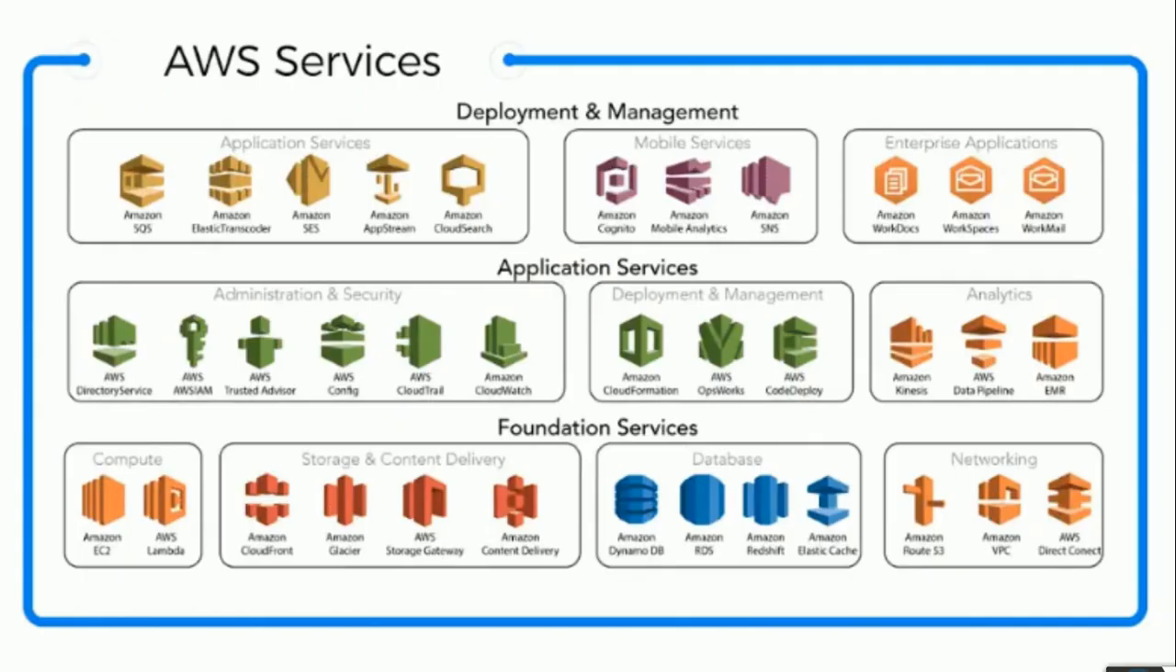Here we have a diagram of AWS services. We can see application services with numerous services, mobile services, enterprise applications, administration and security. Here we can define deployment and management, application services, and federation services. So these are the services defined in multiple types. We can consider these sub-services, and the individual sub-services have their own services. So this is the wide range of service catalog offered by Amazon.